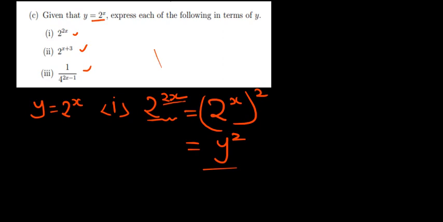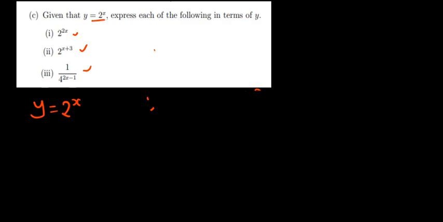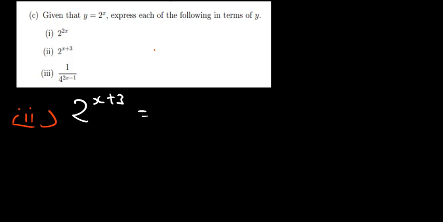Alright, so that's the first one, and now let's solve the second one. Now we have 2 to the power x plus 3. From the laws of indices, if you have the powers adding, it means you are multiplying two expressions with the same base, one with this power, the other with this power. So this is the same as 2 to the power x multiplied by 2 to the power 3.